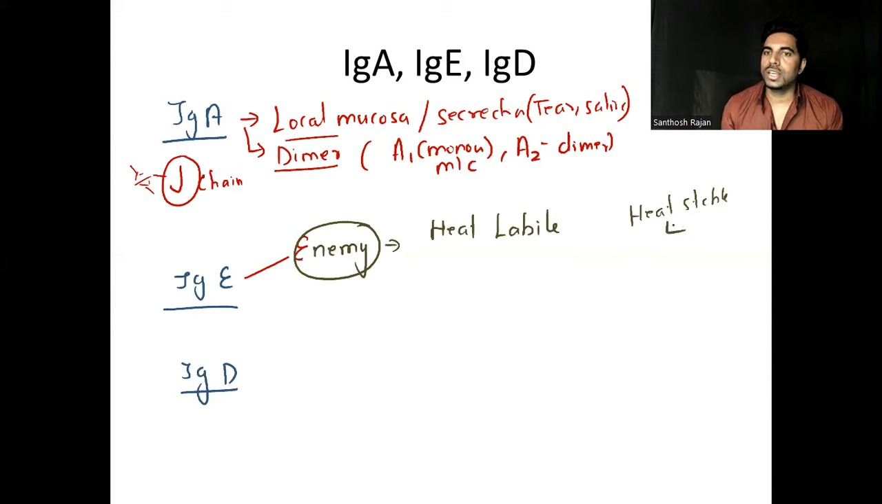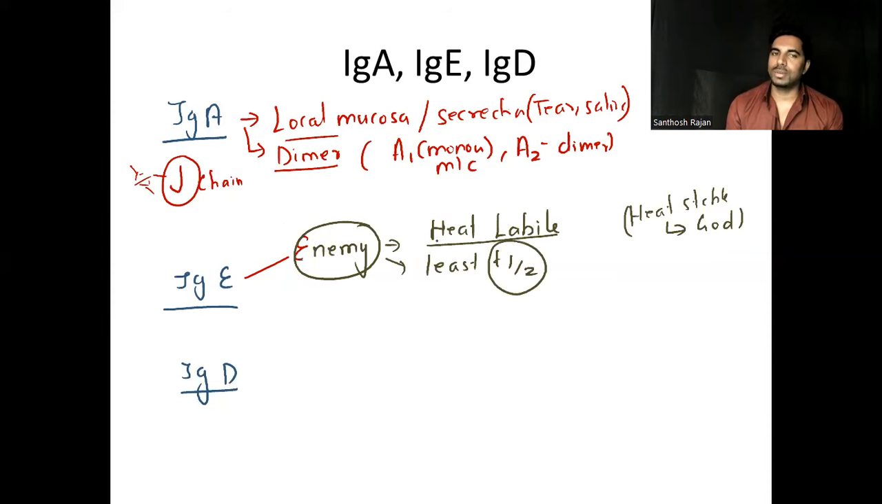God is always heat stable. He can survive all the heat. God, G. Right? But devil or enemy or evil is always heat labile. It dies quickly. Least half-life. Half-life is also the lowest, because it is evil, it will die quickly. So heat labile, least stable, question.